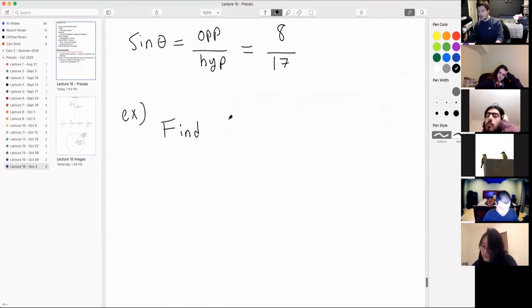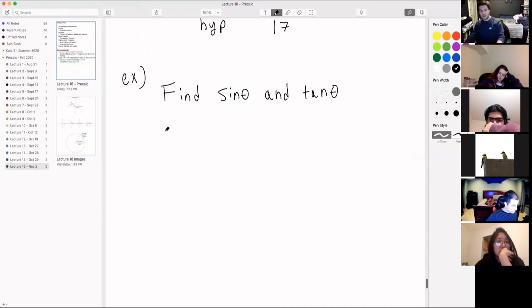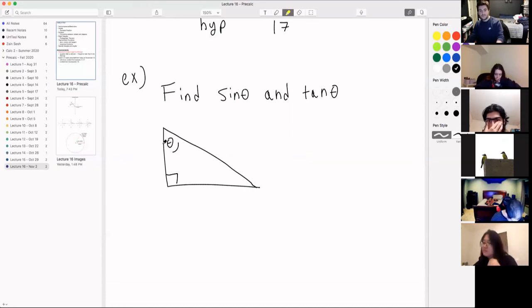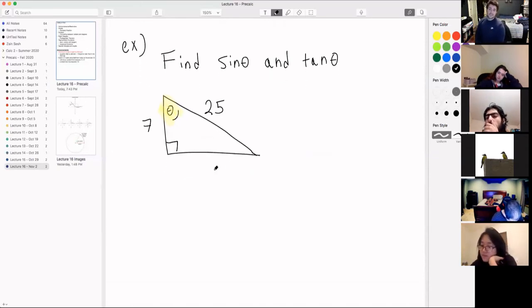Okay, example: find sine theta and tangent of theta with this right triangle. So where am I going to put theta here? I'm actually putting it in the top, so it's a little different. Theta is here now, in the top. Good. So I'm going to have a leg of 7 and a hypotenuse of 25. This was all the information that was given.